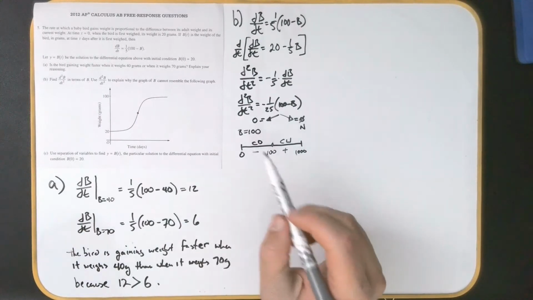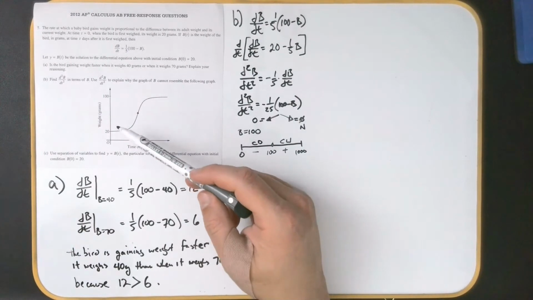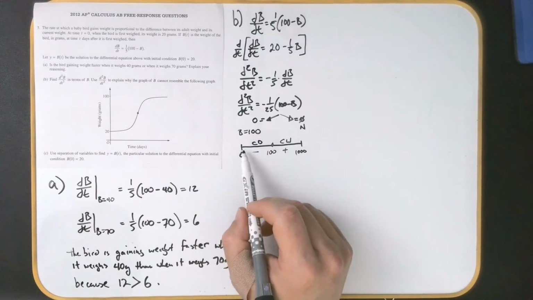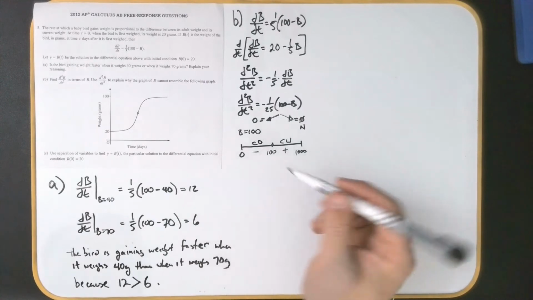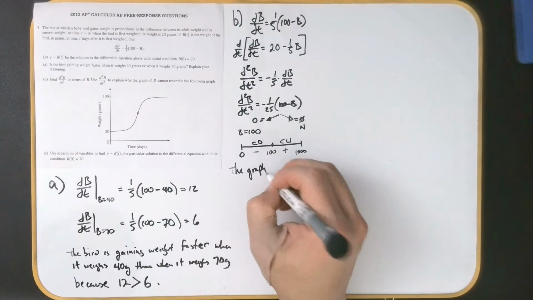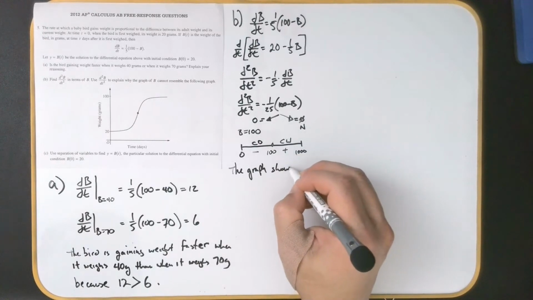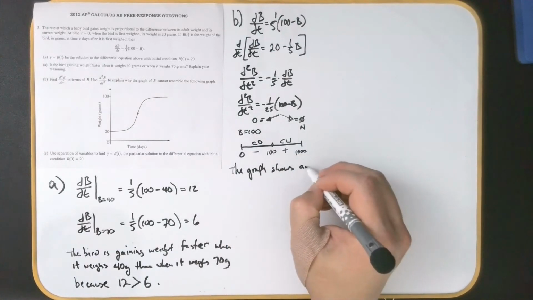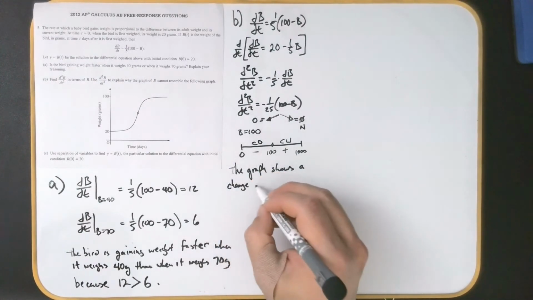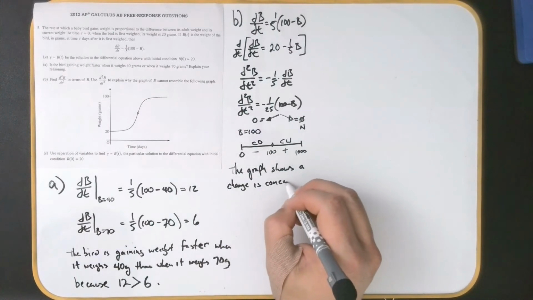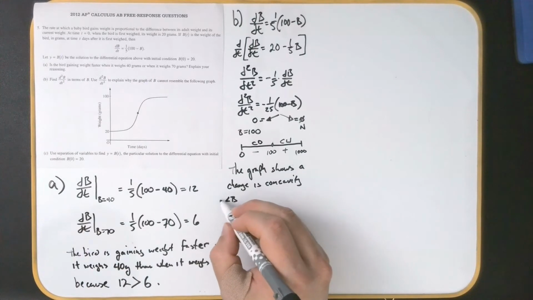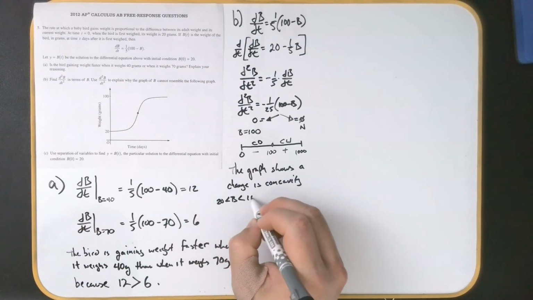I would say the graph has an inflection point between 20 and 100, and there is no inflection point between 20 and 100. So I would say it this way. The graph shows, actually I'm going to say, a change in concavity somewhere when b is greater than 20 but less than 100.